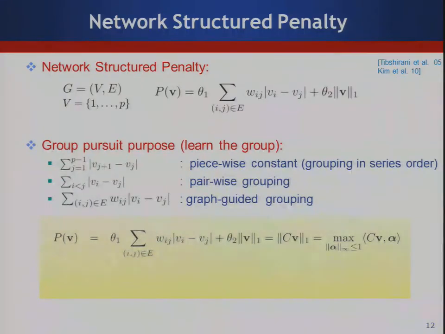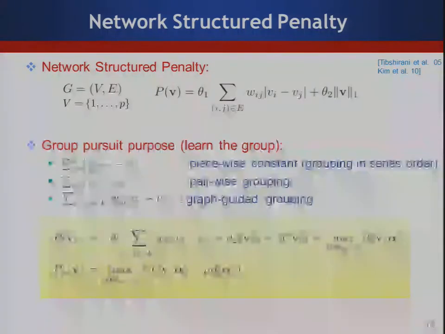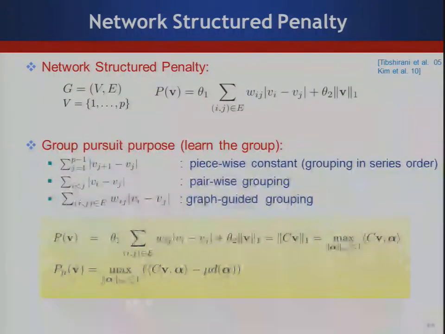We can reformulate this into the L1 norm on CV, where C is the edge-vertex incidence matrix that indicates which vertex belongs to which edge. As you know, the dual norm of the L1 norm is the L infinity norm. So it can be written as a maximization over alpha with L infinity norm less than or equal to 1 of CV times alpha. So it has almost exactly the same form as the previous case. So we can introduce a smooth approximation and use the Nesterov method, the excessive gap method, to optimize it.